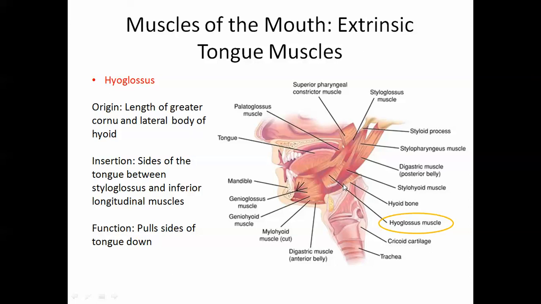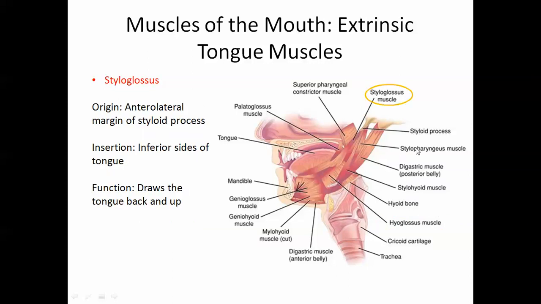And then it's also inserted into the inferior longitudinal muscles. Do you remember those? Those muscles help with depression of the tip of the tongue, retraction and deviation of the tongue, remember from just a few slides back. So it's inserted into that muscle, and when this sheet of muscle shortens, it pulls down the sides of the tongue.